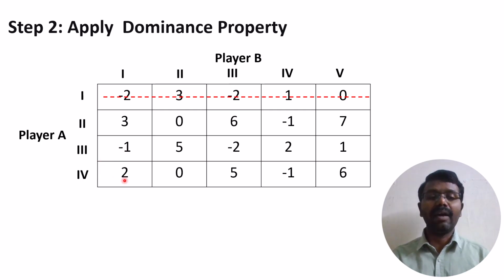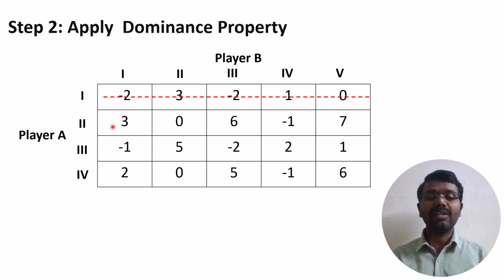So let us compare the third strategy and the fourth strategy. The fourth strategy is dominating the third strategy in one entry, but 0 is dominating in the other. So neither the third nor the fourth is dominating the other.